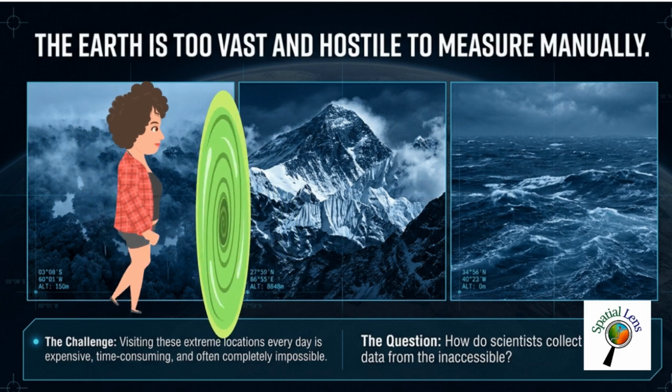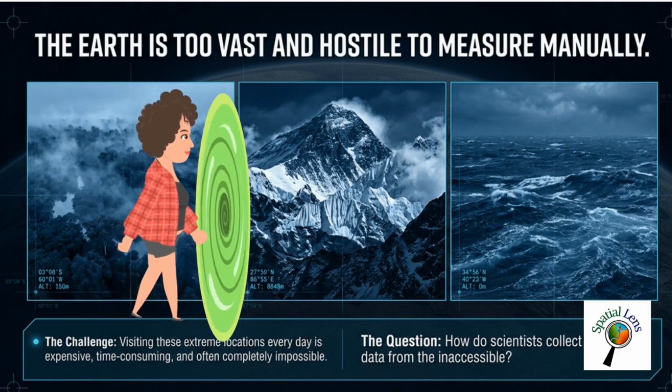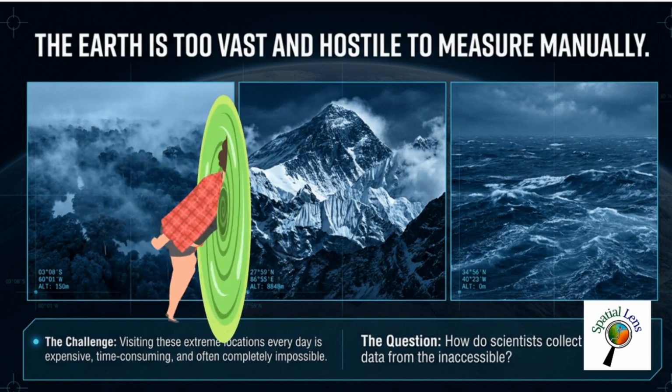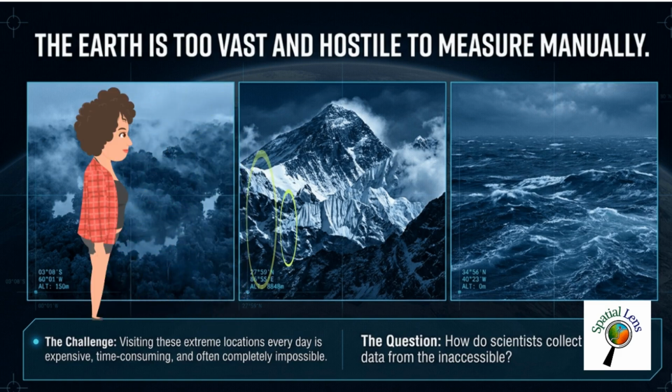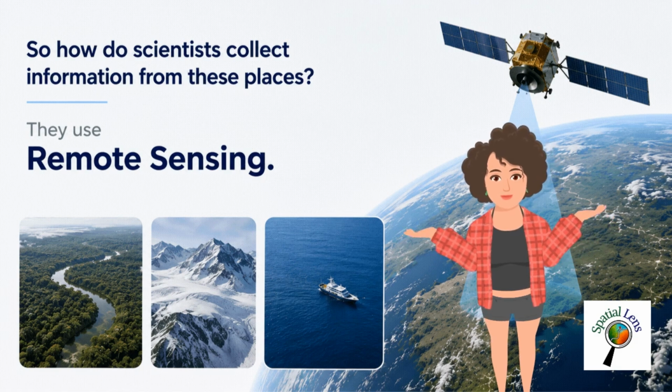Imagine you want to know what's happening in a forest deep inside the Amazon, on a glacier in the Himalayas, or in the middle of the ocean. Visiting these places every day would be expensive, time-consuming, and sometimes even impossible. So how do scientists collect information from these places?